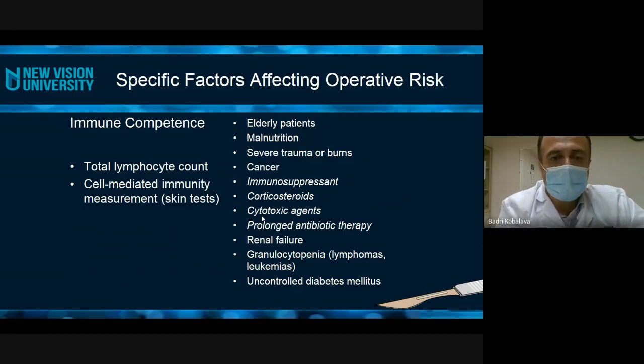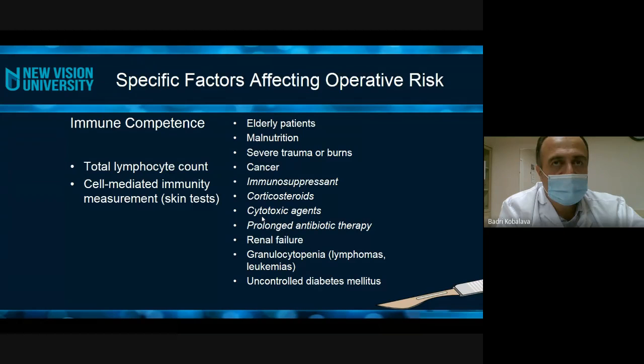Okay, other factors affecting operative risk: immune competence, so immunodeficiency of the patient. It's very difficult to estimate if the patient has immunodeficiency. Why?